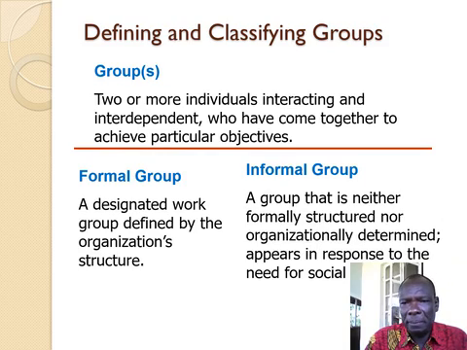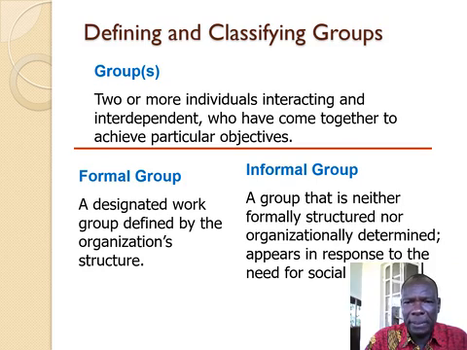Defining and classifying groups. What is a group? A group is two or more individuals interacting and interdependent who have come together to achieve particular objectives. This is a very common concept. You all know what groups are, but what is important is that group means coming together, being interdependent, and having particular objectives to achieve. Otherwise, it can be a mob if it doesn't have an objective.